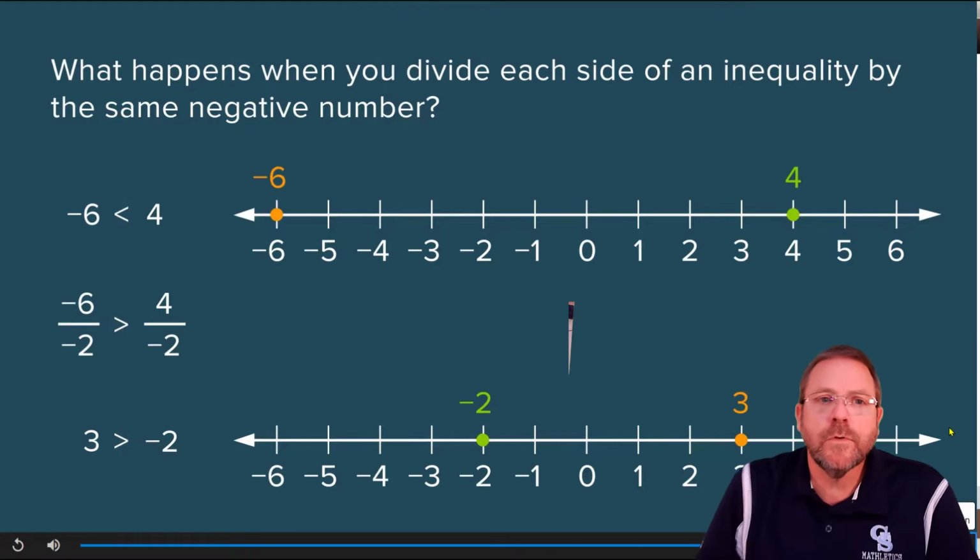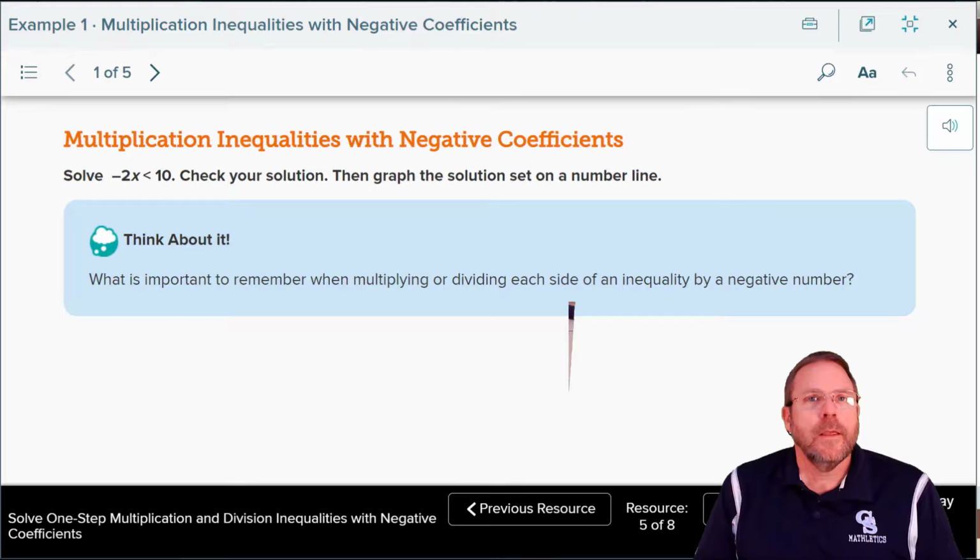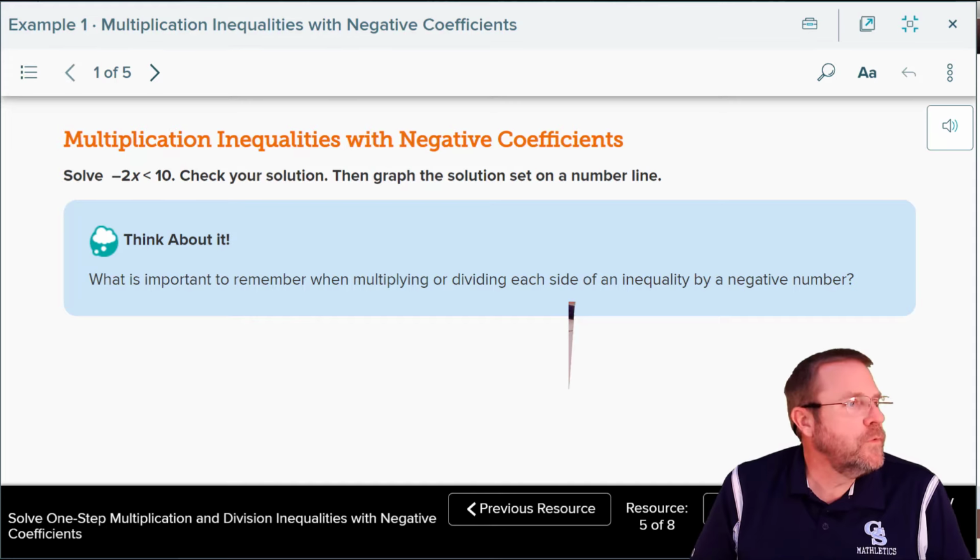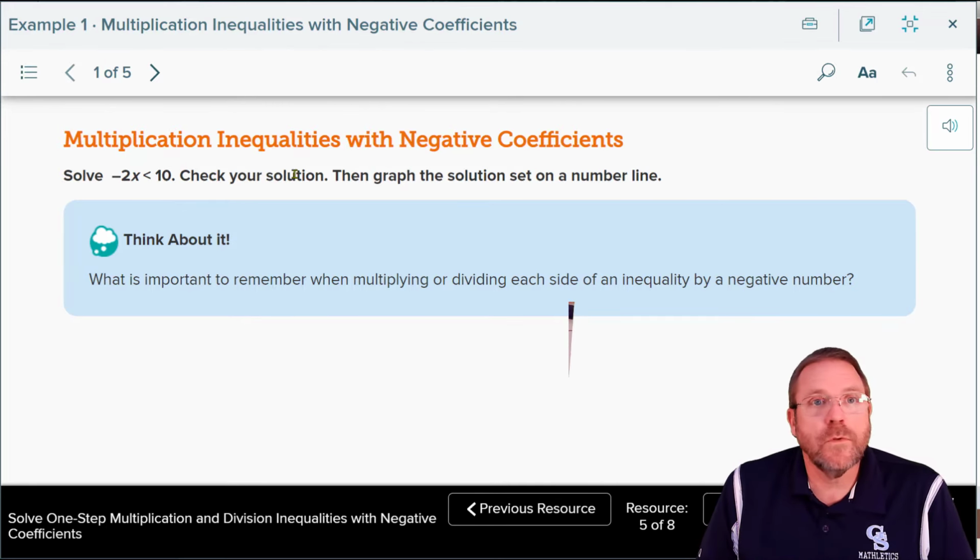Now that did a really good job of explaining why it works the way it does. Let's see if we can apply that to some real problems. Example 1 says that -2x is less than 10, and they want us to solve it, check the solution, and then graph the solution on the number line.